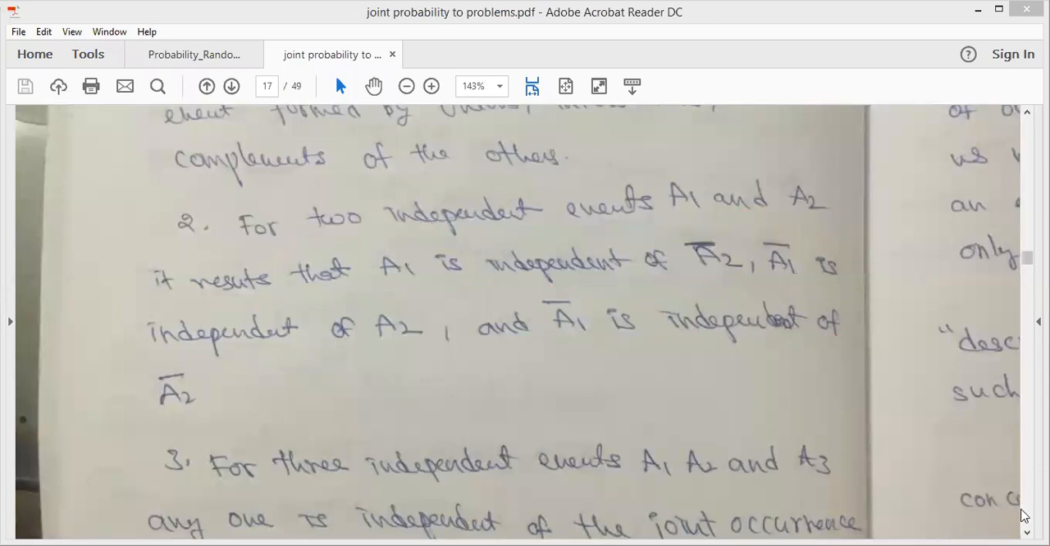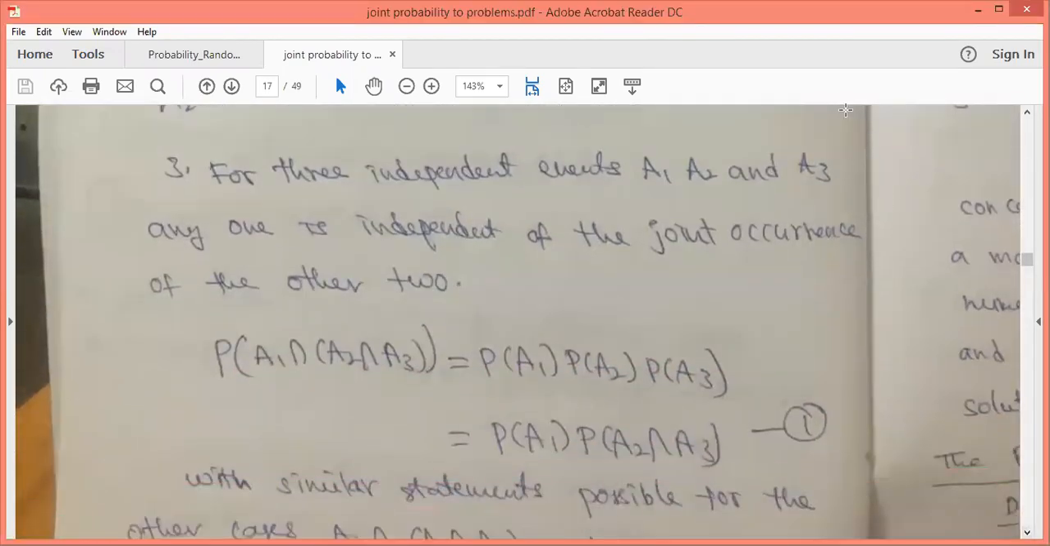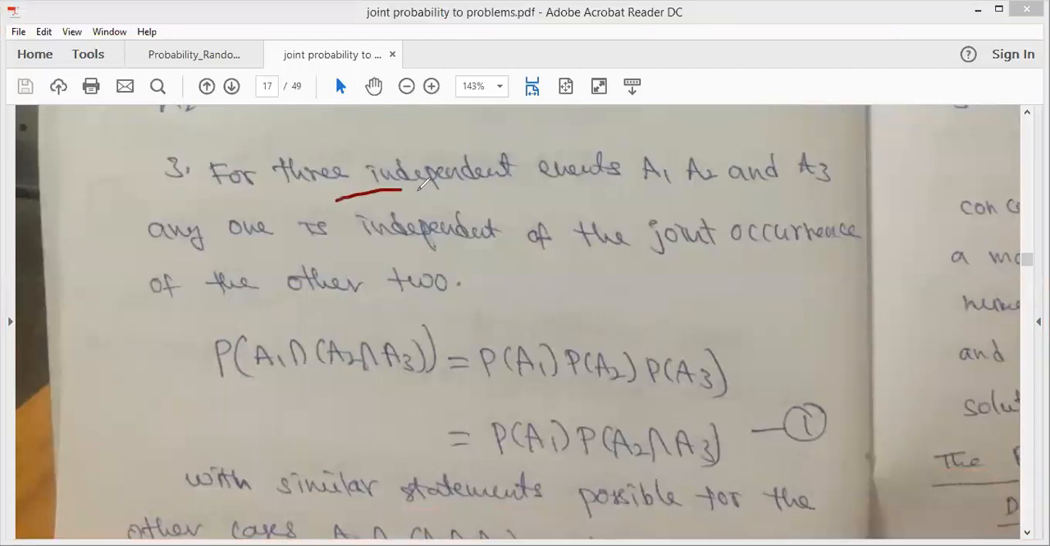And we'll see the third property. The third property says that if you have three independent events, they will satisfy all those four conditions. If we have three events, these three events should satisfy four conditions. Then only we say that these events are statistically independent. Here these three events A1, A2, A3 are independent events.